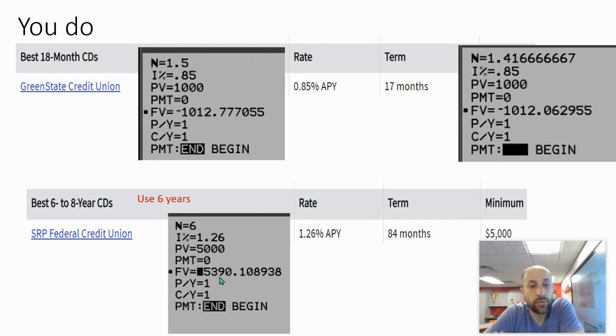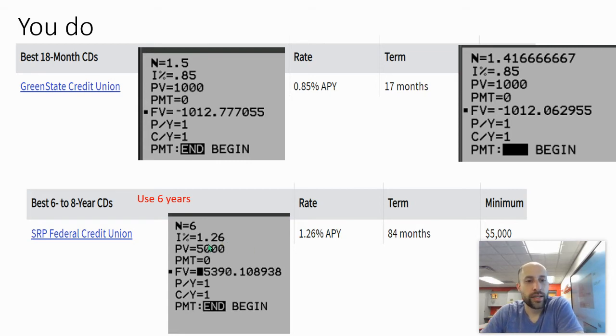So we earned $390.11 over the course of that 6 years. So for money just sitting there, great. We did earn a bit of interest there, $390. But obviously, over 6 years, $5,000, that's stuck, that's put away. Typically, when you put money in a CD, you can't really get it back easily.